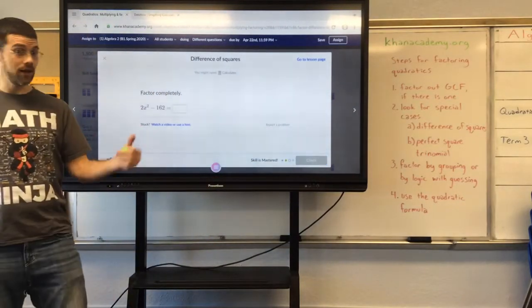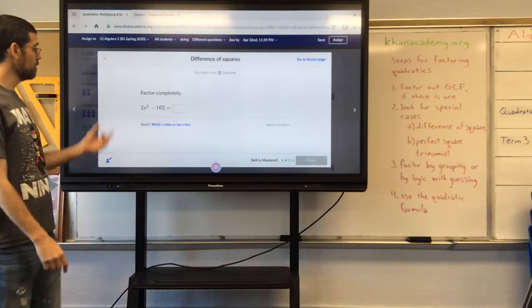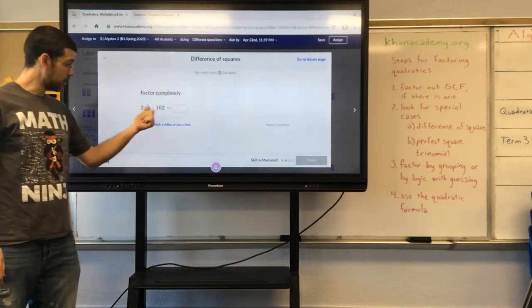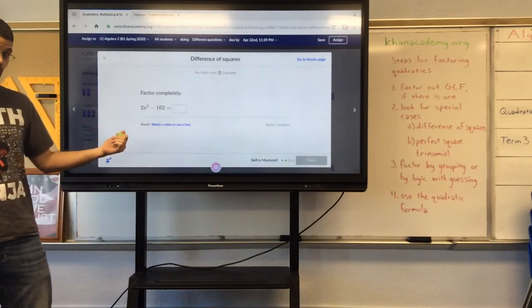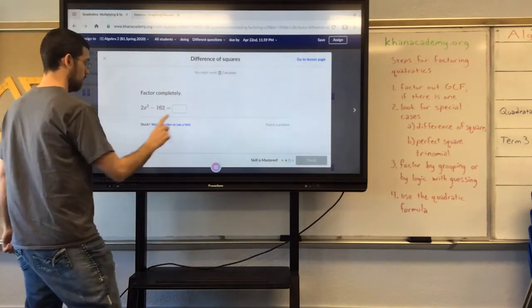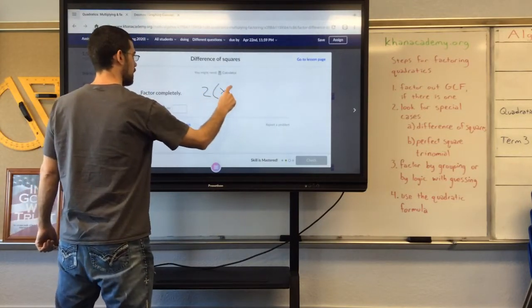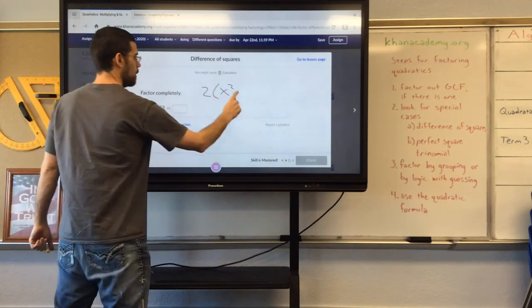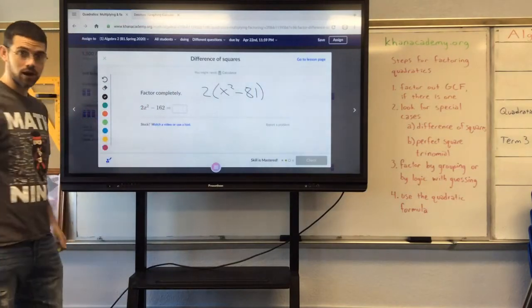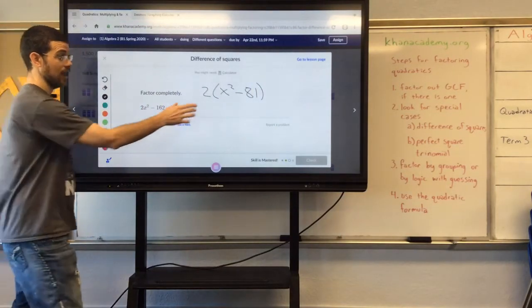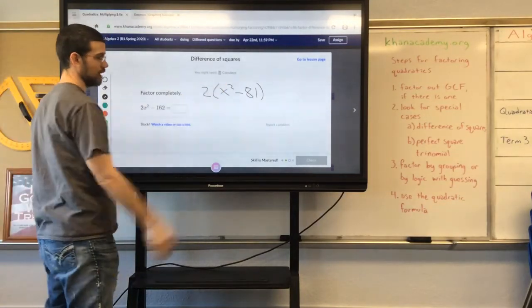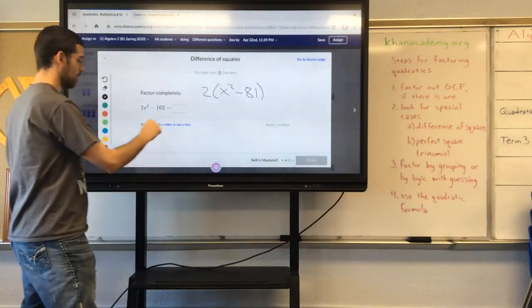All right. Again, first step, look for the greatest common factor. I see that my coefficient here is 2, and the second number is not a square number yet, but it is divisible by 2, so I can factor out 2. 2 times x squared gives me 2x squared. 2 times negative 81 gives me negative 162. And now I look in the parentheses and I look, do I have a difference of squares? Yes, I do. X times x is x squared. 9 times 9 is 81. So I'm ready to go.